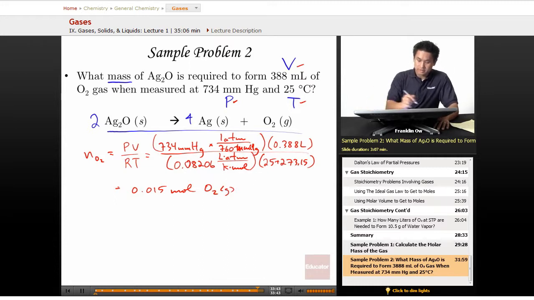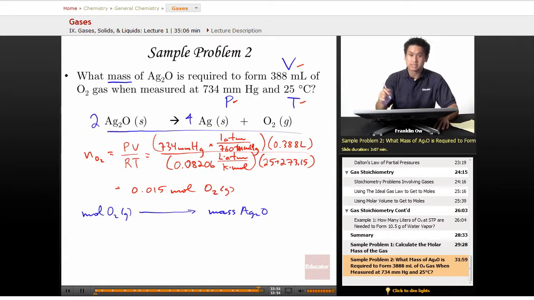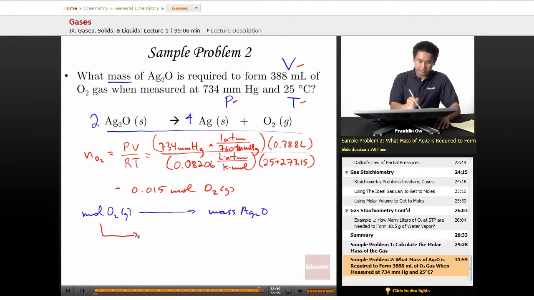All right. So we want to go from moles of O2, which is what we have, and somehow we want to go all the way to the mass of silver 1 oxide. Well, we know how to do that. This is really now just a matter of doing something we've already learned. So we're going to go from the moles of O2 to the moles of silver 1 oxide using the mole to mole ratio, and then on from there to the mass of silver 1 oxide using the molar mass. Okay, let's go ahead and finish this up.